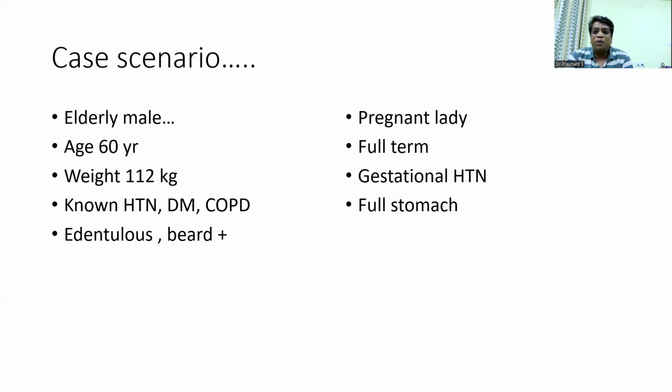Elderly male, 60-year-old, he is 112 kg weight. He is a known diabetic, hypertensive, and a COPD patient. He is edentulous and beard is present. And the second case is a pregnant lady, full term, with gestational hypertension, full stomach, and presented for emergency cesarean section. So, by the end of this class, one will come to know what are the different ways of pre-oxygenating these patients.